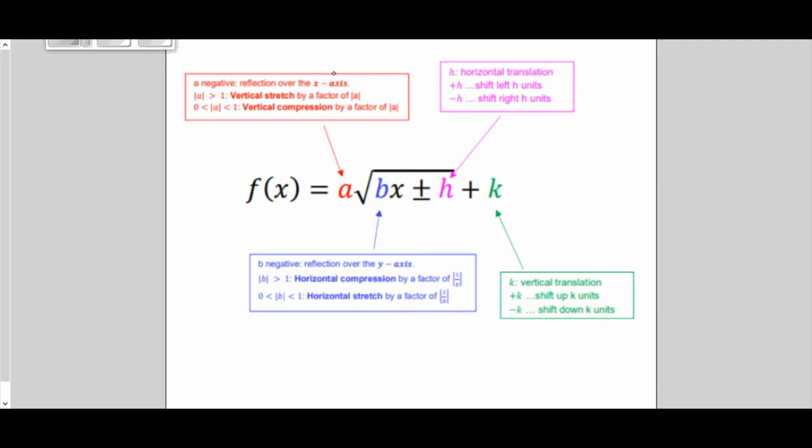The H is a horizontal translation, so it's going to move the graph left or right. H is, remember, the one you've got to look out for. If H is positive, it moves the graph left, and if H is negative, it moves the graph right. And then K is a vertical translation, so K moves your graph up or down.